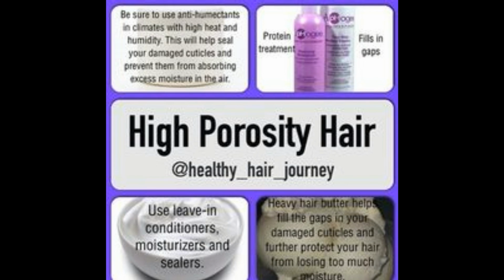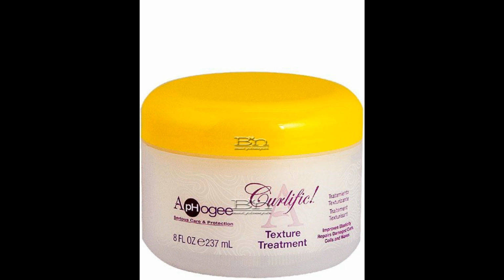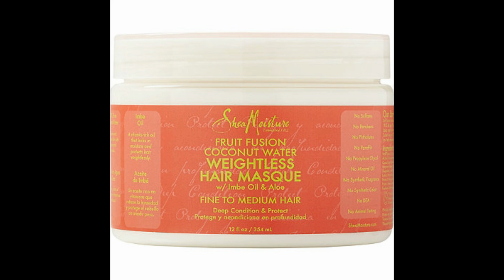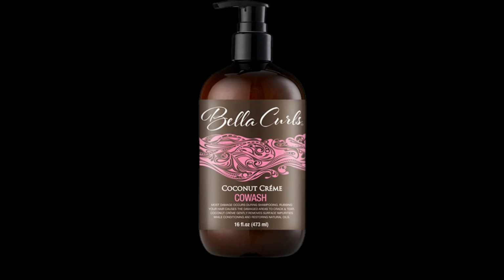So you just want to make sure that you're constantly deep conditioning and that you add protein to your regimen on a regular basis. I personally have high porosity hair and I love my protein treatments at least once every 2 weeks to prevent the breakage, and I deep condition every single week. You don't want to use harsh sulfate shampoos. You actually want to co-wash and make sure that you are applying as much moisture as possible.